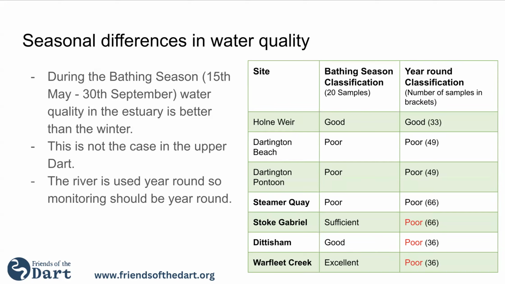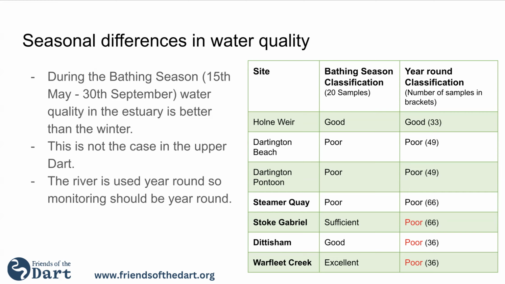So down at Steamer Quay, the water quality remains poor year round. However, at Stoke Gabriel it was sufficient, but over the winter, largely as a result of rainfall and sewage spills, it would actually be classified as poor if we were taking in year-round data. And this is the same at Diddersham and Wharfleet Creek. But the spikes in bacterial concentrations at these sites are very much linked to rainfall events and sewage spills. And that is why we're seeing such different seasonal variations in water quality at these sites.